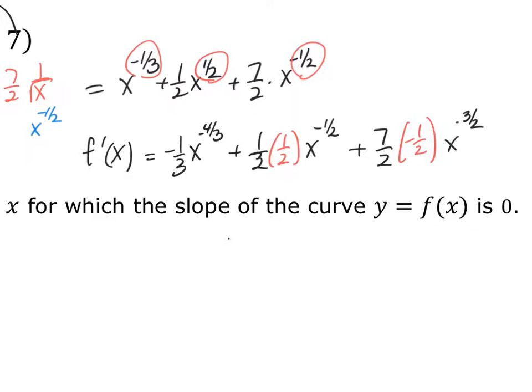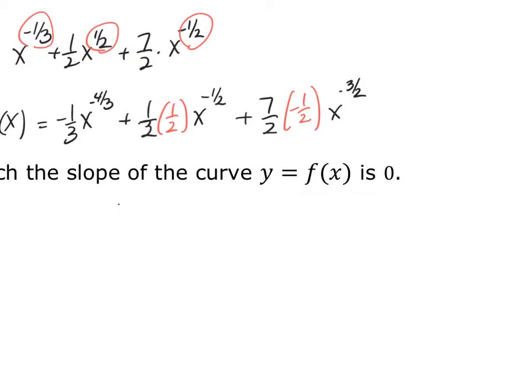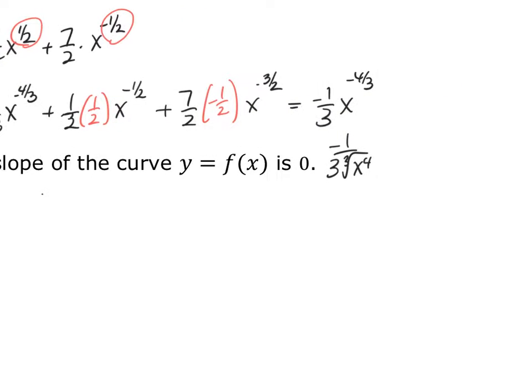Let's just clean this up now. I personally don't care if you leave the exponents as negative. So negative 1/3 x raised to the negative 4 over 3. If you want to write that as a positive, you would write negative 1/3 the cube root of x to the 4th. Personally, I leave it as it is. Then I have plus 1/4 x raised to the negative 1/2. And again, if you want to make positive exponents, it would have been plus 1/4 the square root of x. Personally, I leave them as negative exponents.